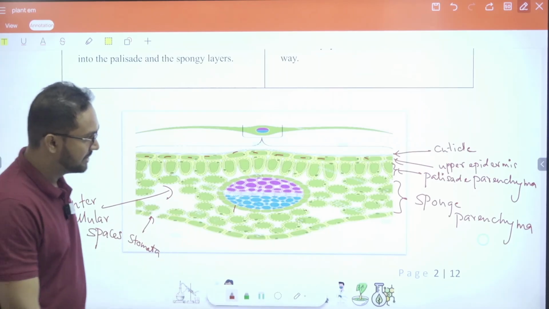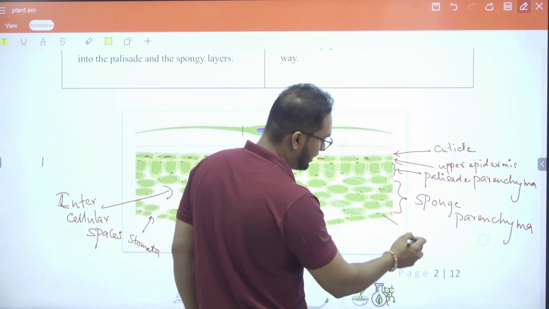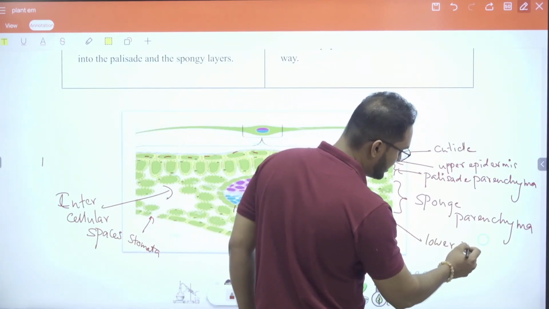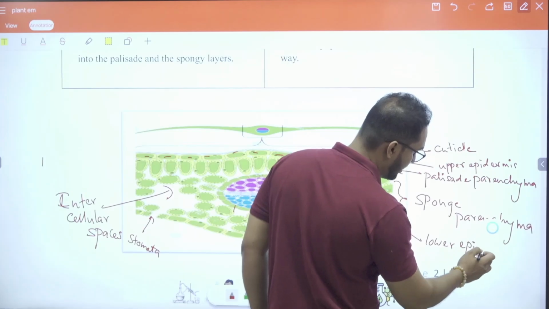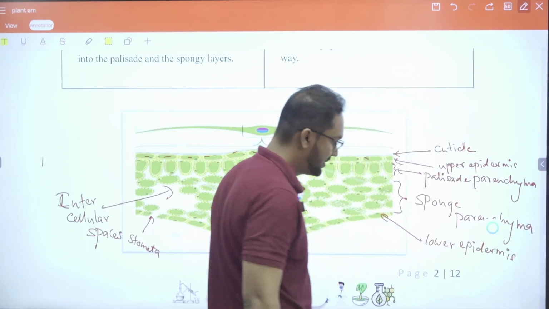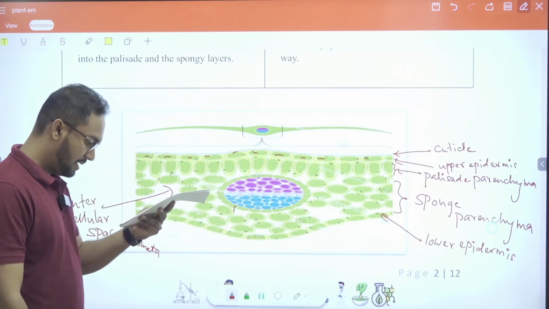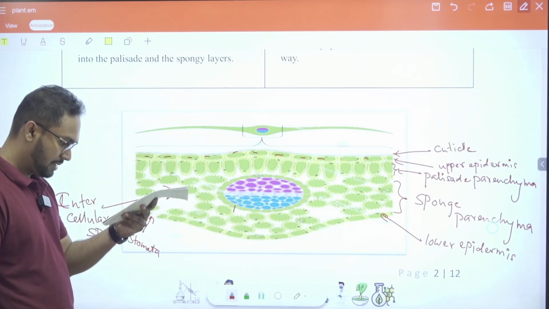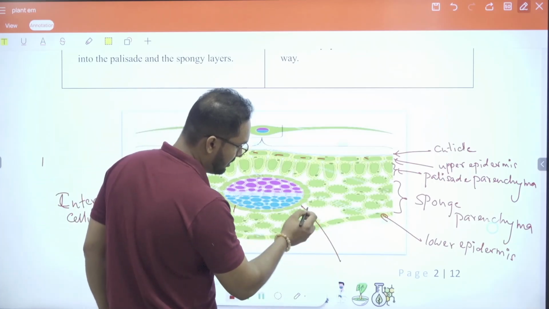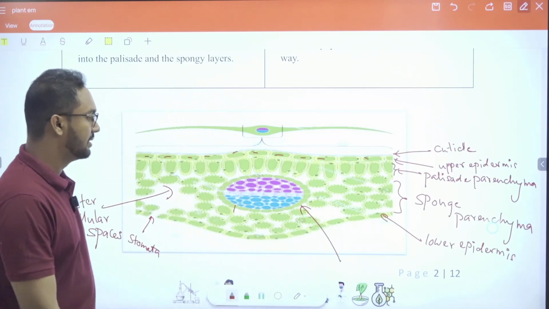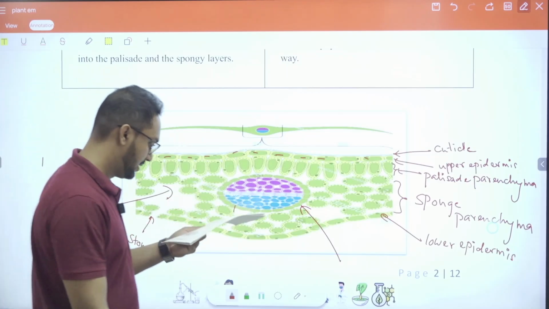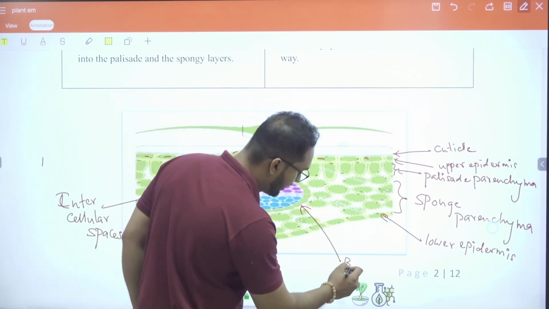There's the lower epidermis. This is also one of the single cell layers, that is called the lower epidermis. And this is the bundle sheath. This is the bundle sheath covering the xylem and phloem. Right, the bundle sheath. It's a vascular bundle.